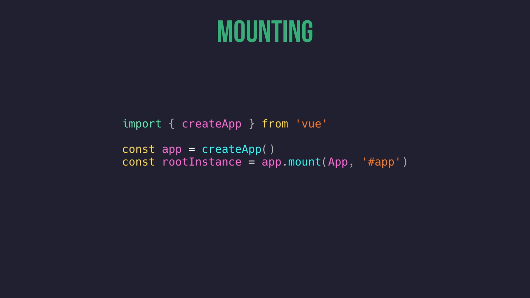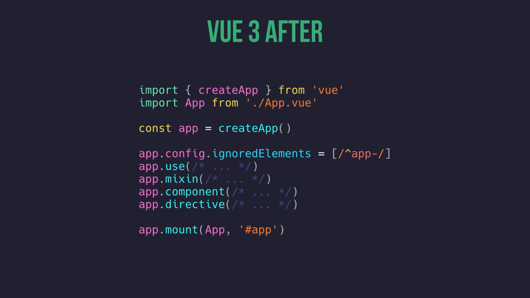So now if we wanted to mount something, we have our app instance because it's equal to createApp. Now I want you to go ahead and call mount, which is another API on there. And I want you to mount my app with an element of ID of app. So we saw what Vue 2 looked like before, and now what Vue 3 looks like afterwards.